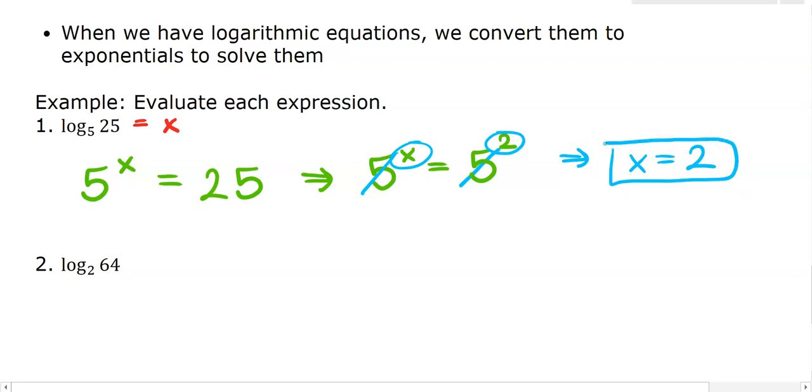You don't necessarily have to show me that step, because like I said, most of you probably know that 5 squared is 25. So you can already just say x is 2. X has to be 2 in order for that to be a true sentence.